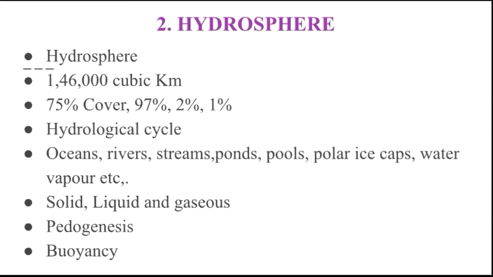What is meant by the hydrosphere? The question may arise in your mind. Hydrosphere means the layer of water on the surface of the earth. It's called the hydrosphere. The layer of water on the surface of the earth is called the hydrosphere, and it includes all liquid and frozen surface water.